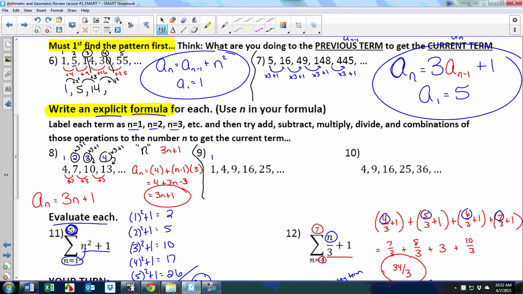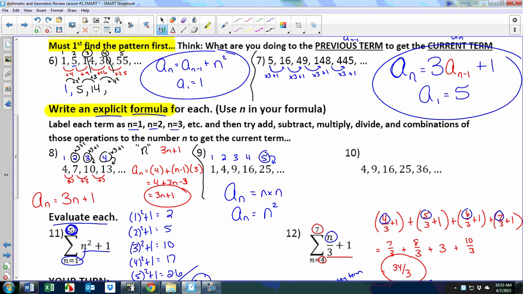Put the 1 up here, the 2, the 3, the 4, and the 5. This one probably won't take long to notice the pattern. What do you do to a 5 to make 25? What do you do to a 4 to make 16? What do you do to a 3 to make a 9? Itself by itself, right? You square it. So the pattern here, a sub n, is take your number that is n and multiply by itself, n times n, or n squared. So that's the explicit formula that makes that pattern.